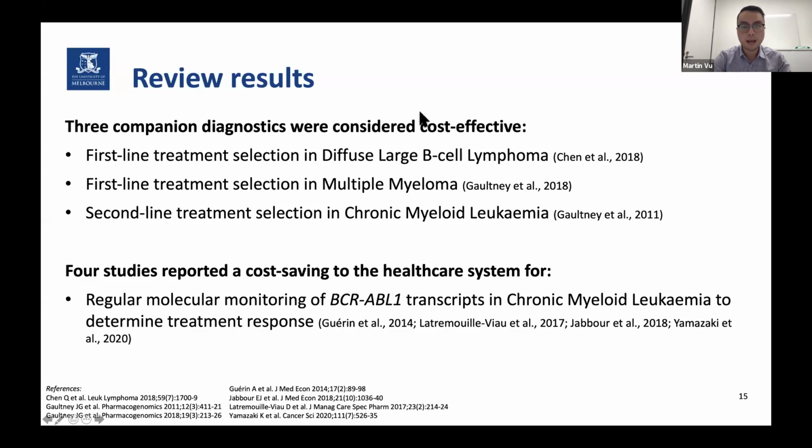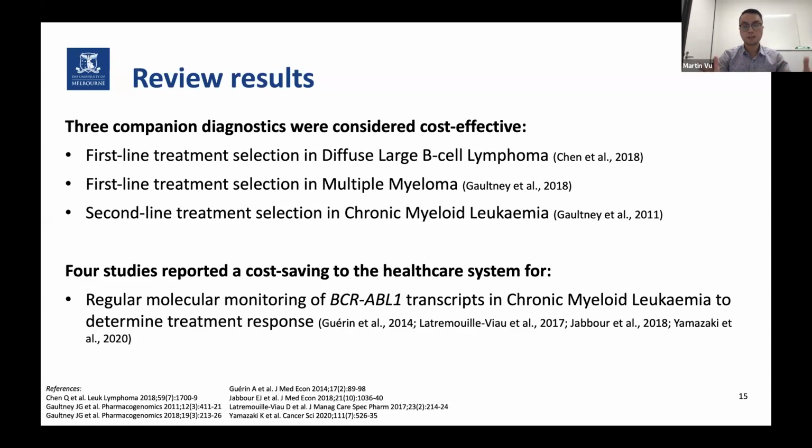And so these companion diagnostics were considered cost effective in the first-line treatment setting for both diffuse large B-cell lymphoma as well as multiple myeloma, as well as in second-line treatment, particularly for patients with chronic myeloid leukemia.